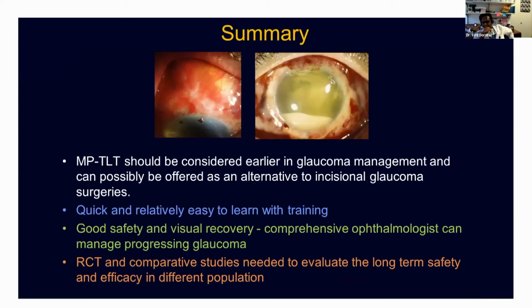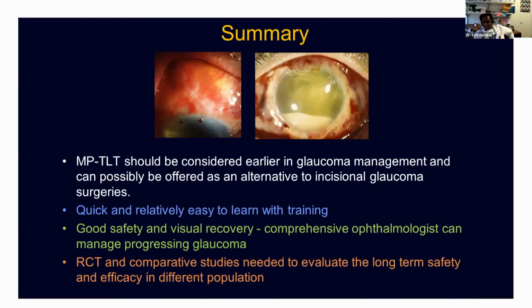So to summarize, MicroPulse should be considered earlier in glaucoma management and can possibly be offered as an alternative to incisional glaucoma surgeries. It's quick and relatively easy to learn, but as Dr. Satyan was saying, even technicians can do it. My point is that to have a predictable outcome in your patient, this is something like an art. We have to learn and do it more. You have to practice a little more to have a predictable outcome.